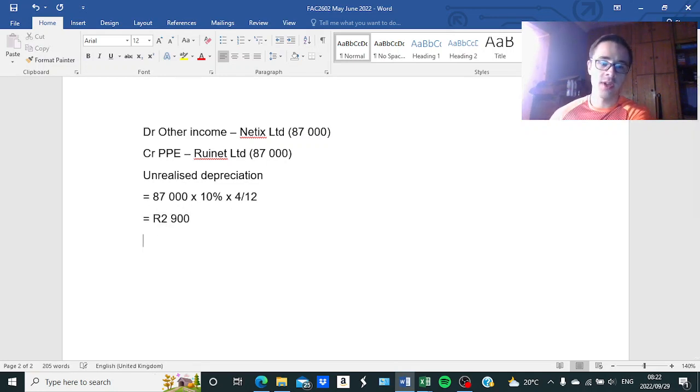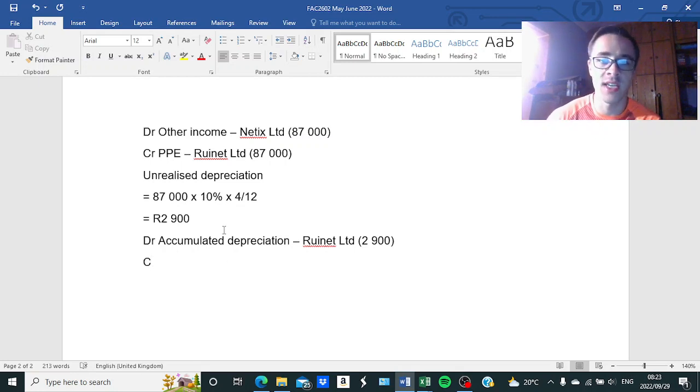Okay, our journal entry, because the parent provides for too much depreciation, we need to debit the accumulated depreciation account, which has a credit balance. So we will debit accumulated depreciation for Runate Limited by 2,900. And since the unrealized depreciation pertains to this year, the current financial year, we will credit the depreciation expense of Netix Limited of 2,900.